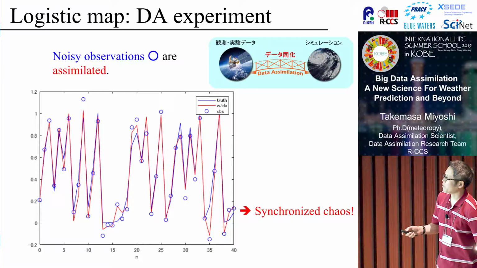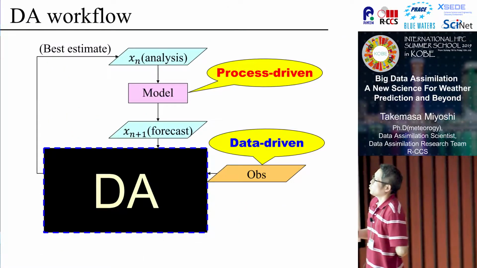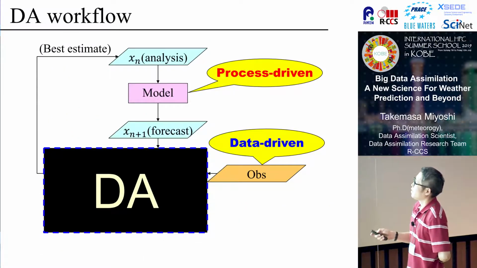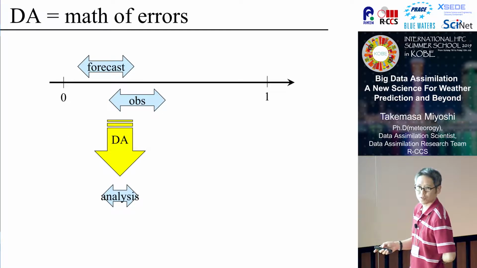So the red time series is closer than the blue circles to the blue time series. Yeah, it's because we take advantage of both the data and also the process. So we have a state at n and n plus 1, so we need to know the process to do that. That's the simulation. And then we combine it with the data. So we make the forecast and combine it with the observation to make a better state. So that's the process of data assimilation.